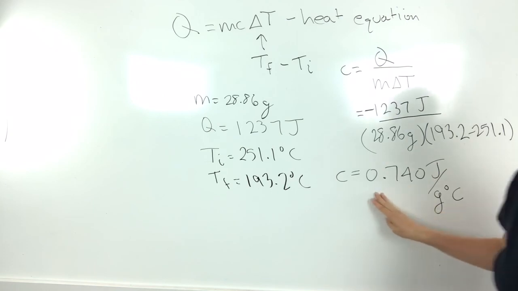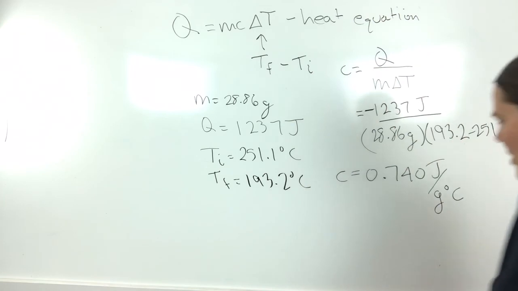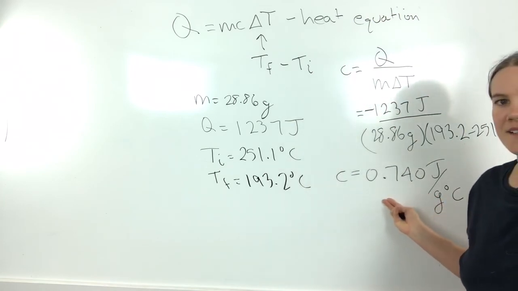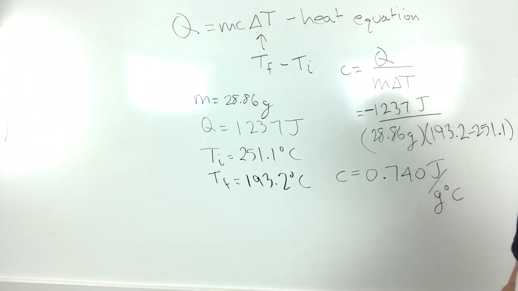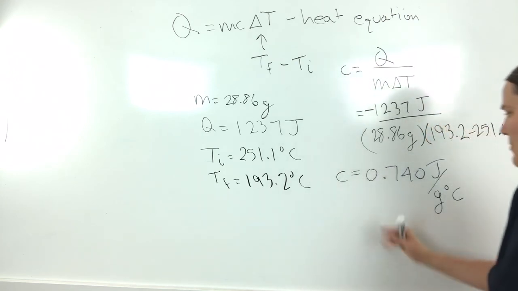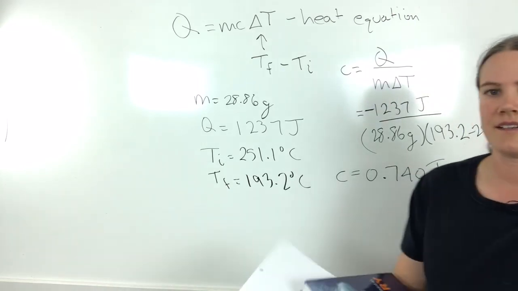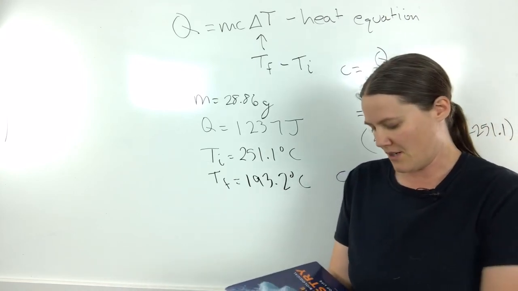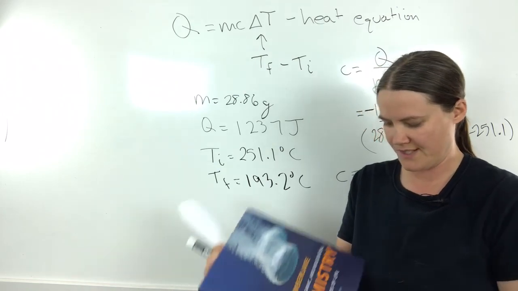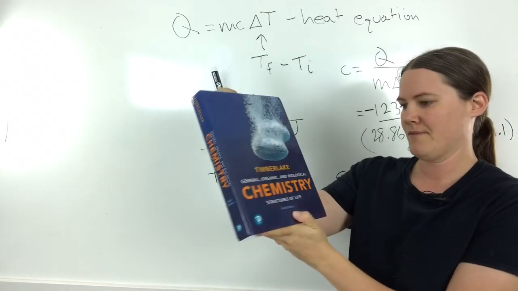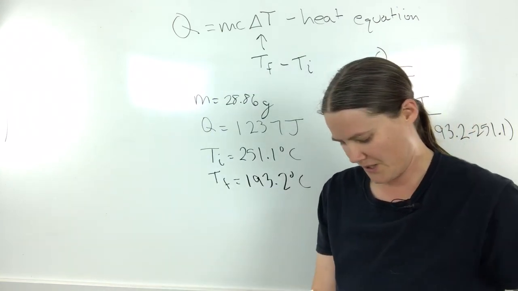So we've calculated the specific heat, and this problem could possibly go a step further. It could ask, based on this specific heat, what is this substance? Since substances have a certain specific heat, we should be able to figure out approximately what it is by looking at a specific heat table. I'm going to look at the table in the textbook, the Timberlake General Organic and Biological Chemistry, 6th edition.